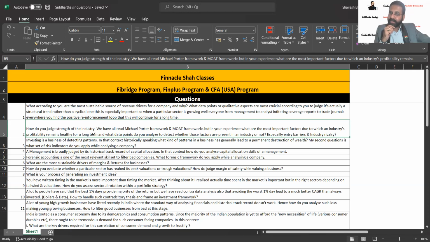In 96, the weight of PSU banks in Nifty was approximately 26 odd percent. Today, 25, 26 years later, it is closer to 2 to 3%. And the private sector, which was at a much lower level back then, has become 26%.